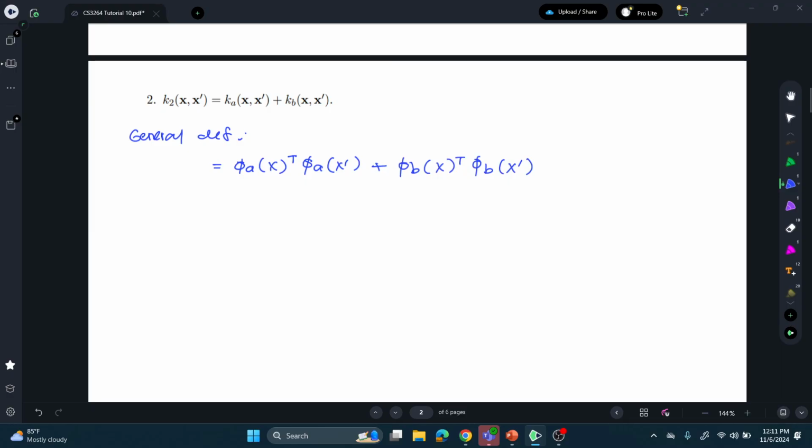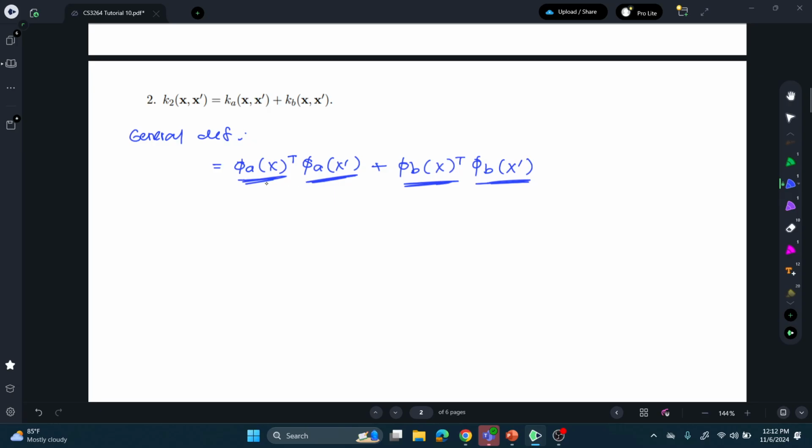If you notice, this is basically a multiplication, right? Phi a of x multiplied by phi a of x prime. Then this one is just phi b of x multiplied by phi b of x prime. Both of them are factors, in a sense. So if I can see that this is just multiplication plus multiplication, then in nature I can actually separate this out into a dot product.